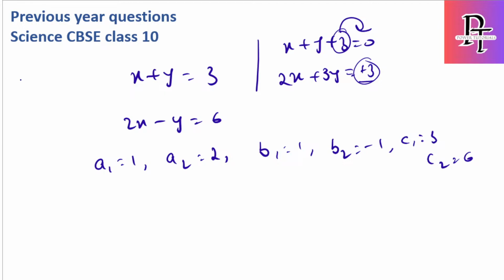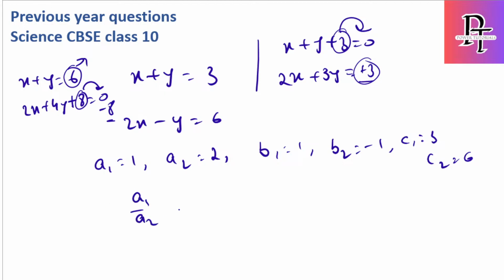I'm just repeating again. Suppose I have equations like this, x plus y equal to 6 and 2x plus 4y plus 8 is equal to 0. Then don't consider this as c1 and this as c2. Make sure this also moves to the right side, then it becomes minus 8. Then c1 is 6 and c2 is minus 8. Got it? Now let's write the relation.